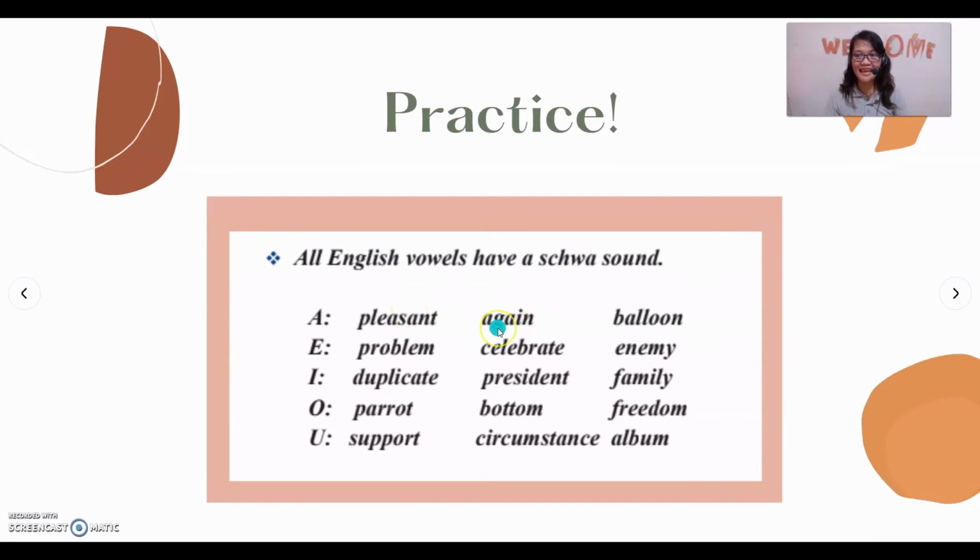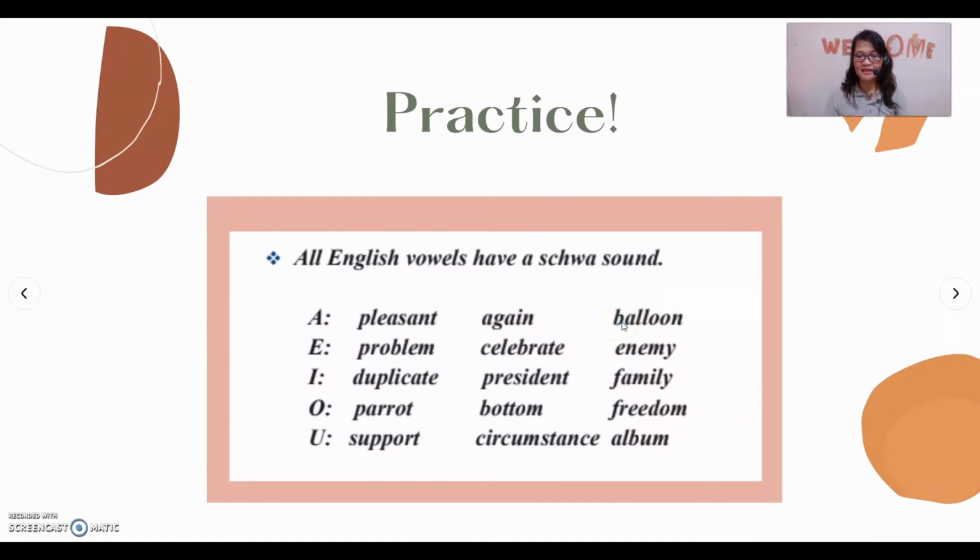Here, again. So the first syllable is the schwa sound. The second syllable is the stressed one. Again, again. Okay, next is balloon.